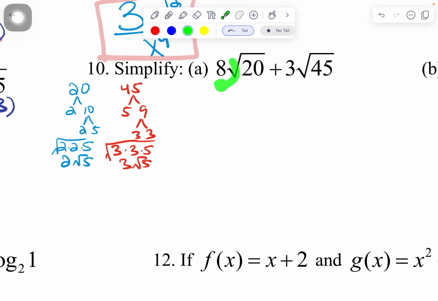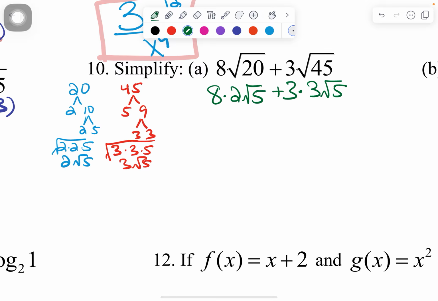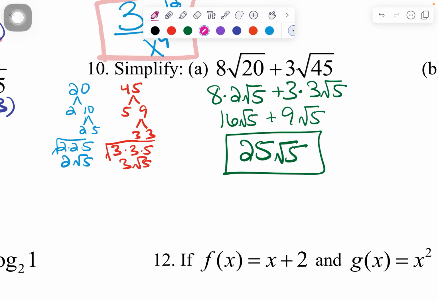Okay. So now the 8 sitting here and the 3 sitting here, you're just multiplying those with those roots. So we're going to do 8 times, well, root 20 turned into 2 root 5. Plus 3 times 3 root 5 for the 45. So let's see, 8 times 2 makes 16 root 5. 3 times 3 is 9 root 5. And because these are both root 5s, yes, you can, in fact, go ahead and add them together. So 16 plus 9 is 25 root 5. All right, so that one's good.